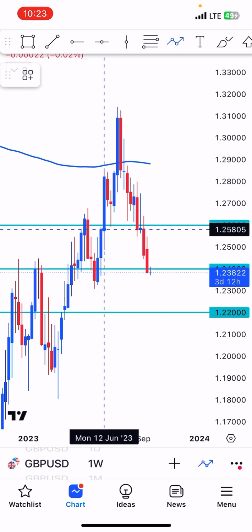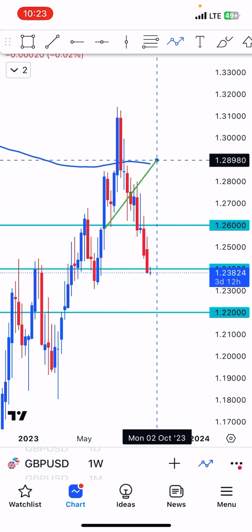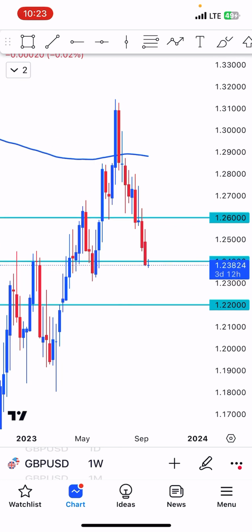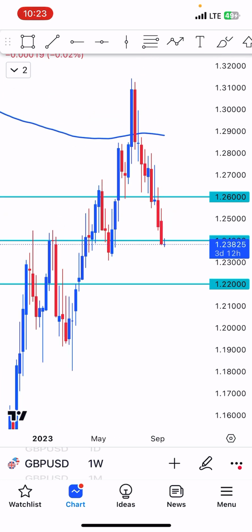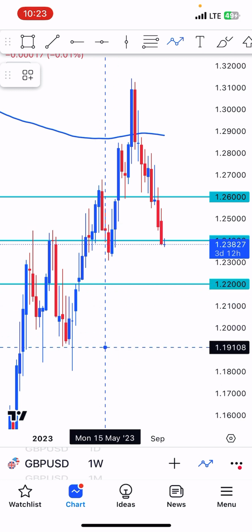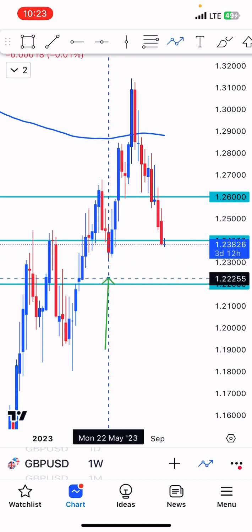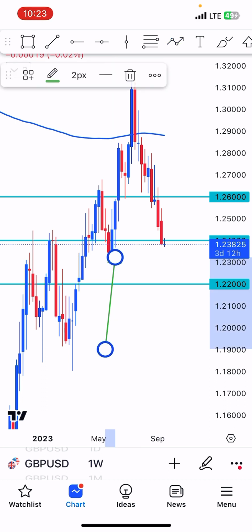Of course, it has tested here, but this was not a proper retest. So I'm looking for a proper retest to test that level, so we can see more of the sellers coming in. But you can see on the weekly time frame we are still bullish, as we have not broken any lows yet. So this is the low I'm talking about: if it is taken out on the weekly time frame, my bias will change fully from buys to sells. This low right here.